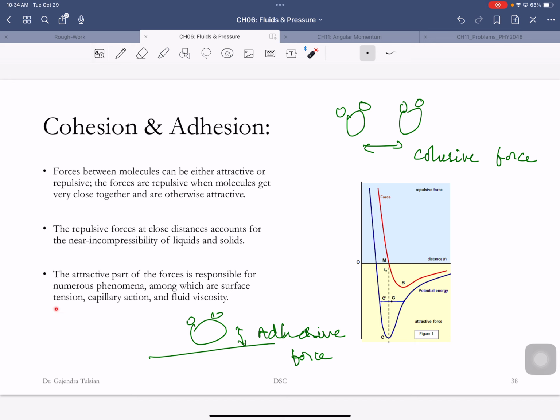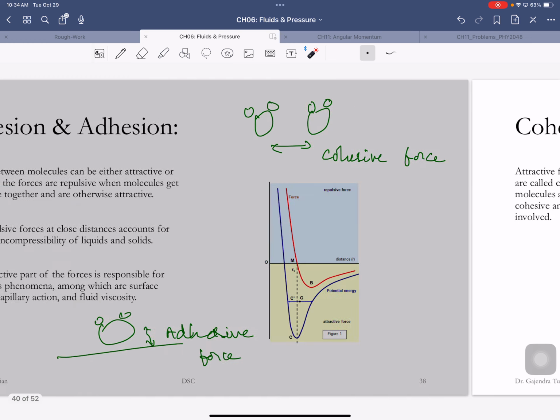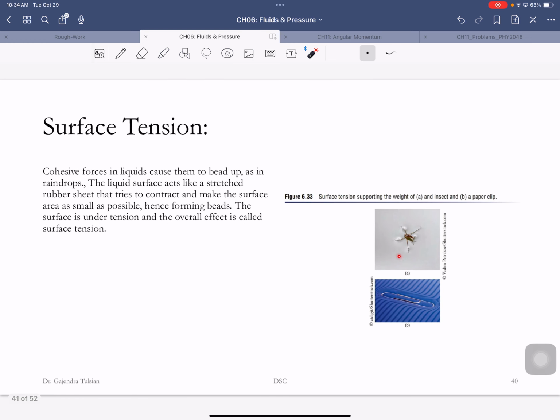This phenomenon is responsible for surface tension. Look at this bug walking on the surface of water. Here's a pin floating on the surface of water. Have you guys ever seen this? Seen it above, but not a paperclip.